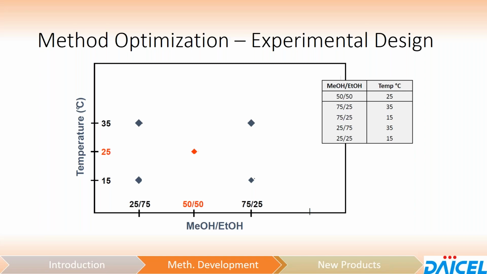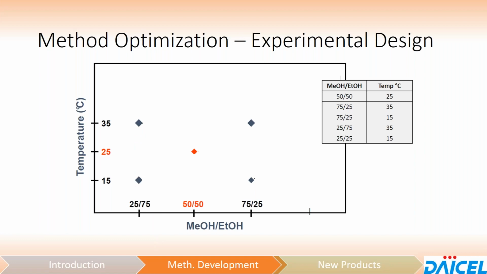And so it would look something like this, where if you had an initial screening at 25 degrees Celsius at 50-50 methanol ethanol, you could change the mobile phase composition to 25-75, for instance. But you'd want to have a second point where you went from 15 degrees C to 35 degrees C, but you kept the ratio of mobile phases the same. This allows you to check to see what kind of influence temperature has, for instance.